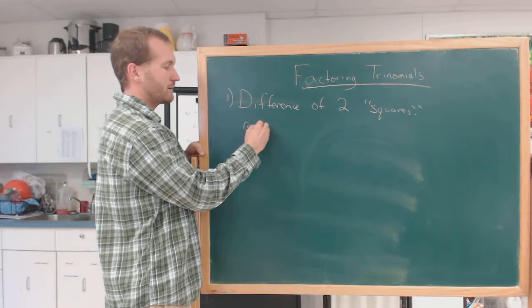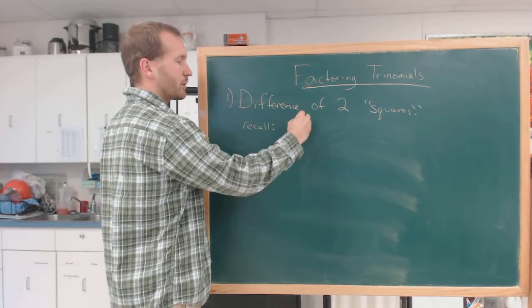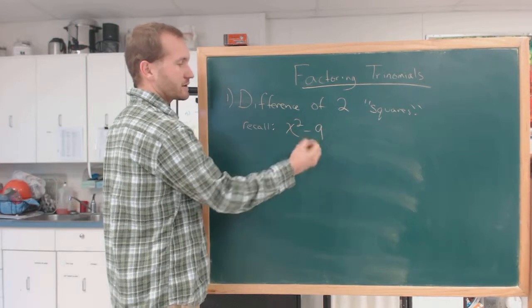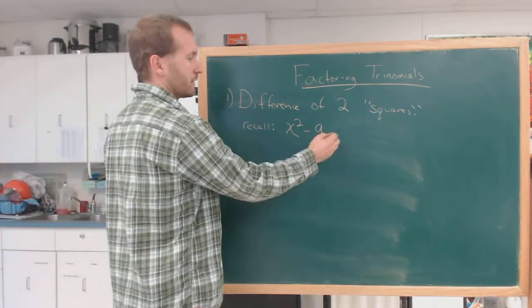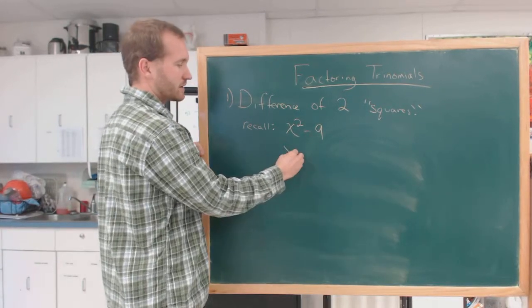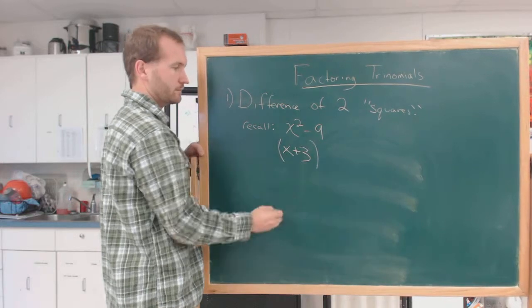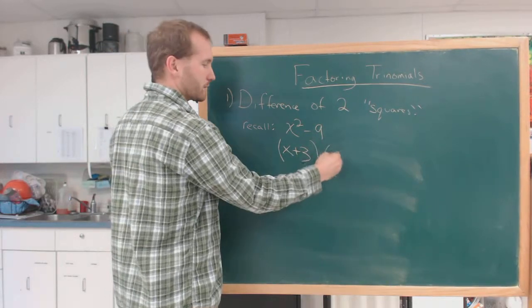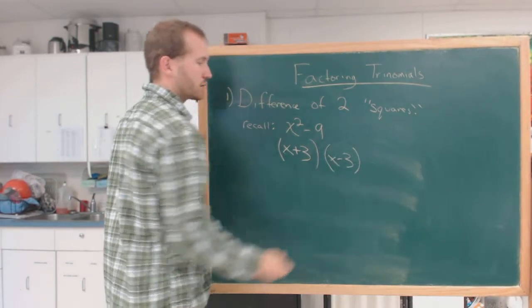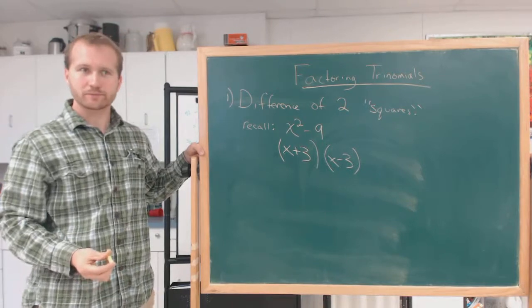Remember that a difference of two squares is when I have two perfect squares that are subtracted. x squared minus 9. And to factor that, I would just take the square root of each one. The square root of x squared is x. The square root of 9 is 3. And create two terms, one with a plus sign and one with a minus sign.